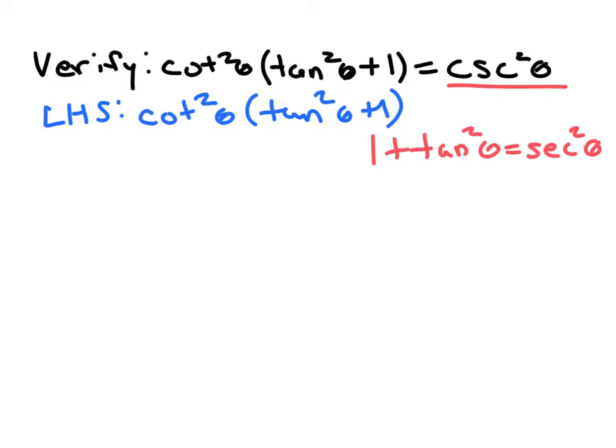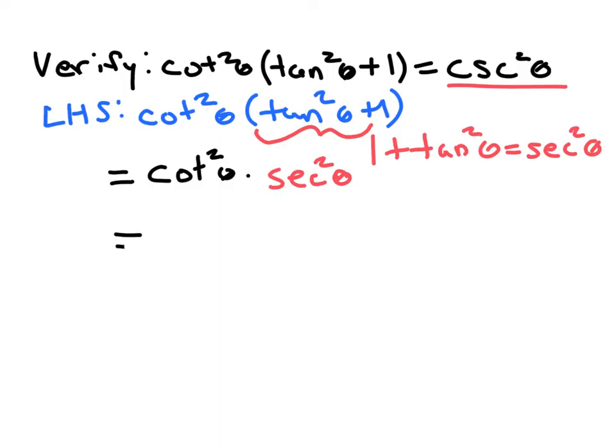Okay, so I mentioned that so that you notice that I have tangent squared theta plus 1. That's the same as 1 plus tangent squared theta, so this right here is equal to secant squared theta. And so the left-hand side there is equal to, I'm going to leave that cotangent alone, cotangent squared theta times secant squared theta. Now that's not anything that maybe pops into my mind, and I want to turn it into cosecant squared. There's nothing obvious to me that's going to turn that into cosecant squared.